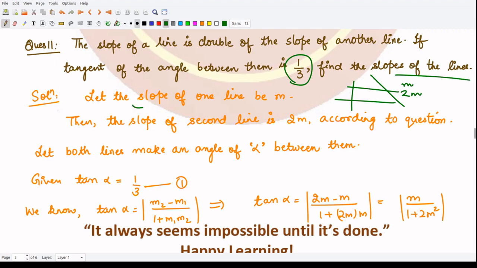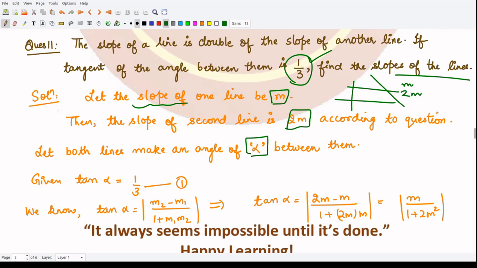We first of all assume the slope of one line to be m. Then the slope of the second line would be 2m. And we are given that the tangent of the angle between those two lines is 1/3. So if we assume that the angle between both the lines is alpha, then tan alpha is given to us as 1/3, correct?